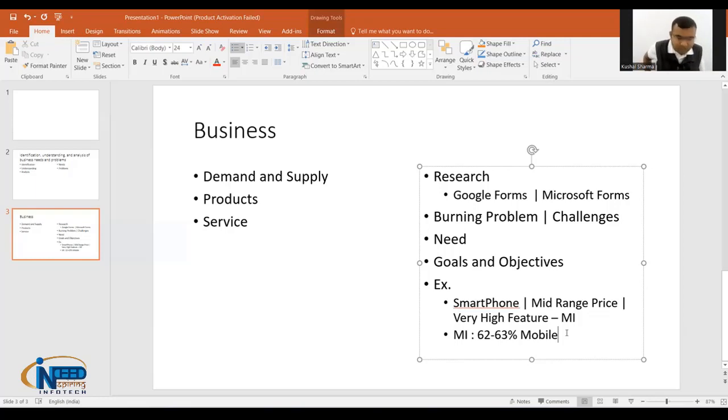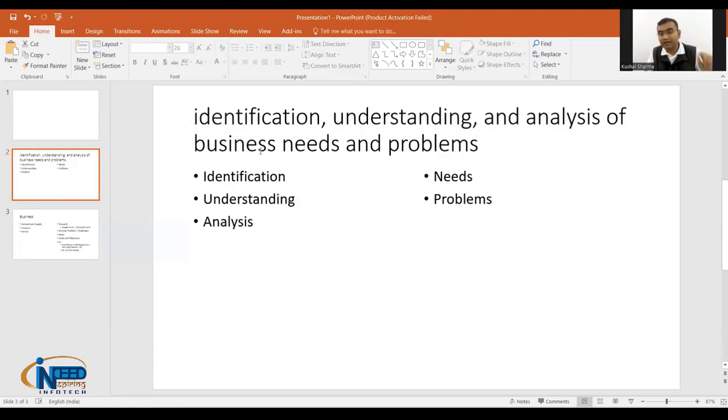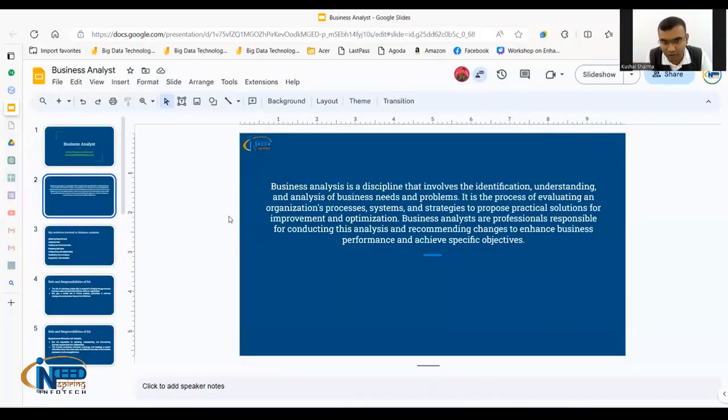So this was just an example of how burning problems, challenges, needs, goals, and objectives are the first thing to be understood. A business analyst needs to understand this particular part. So this is what we were discussing: identification, understanding, and analysis of what? Of business needs and problems. This is the first task a business analyst needs to do.